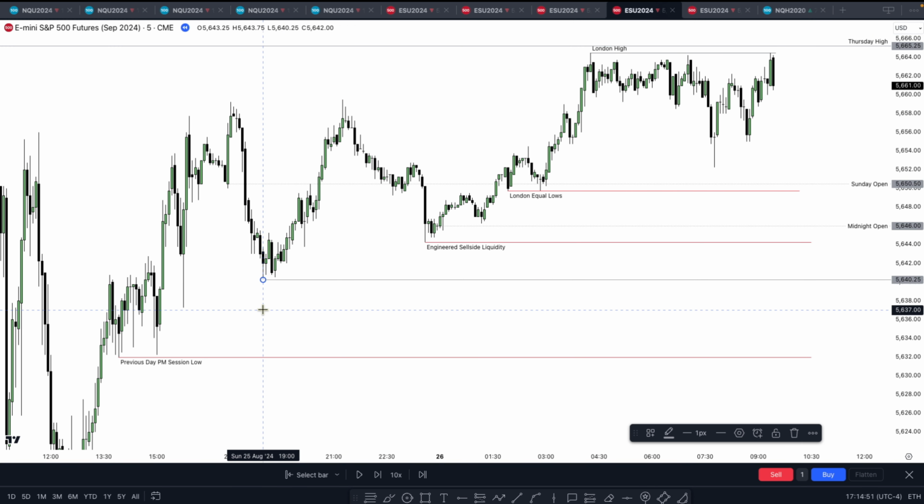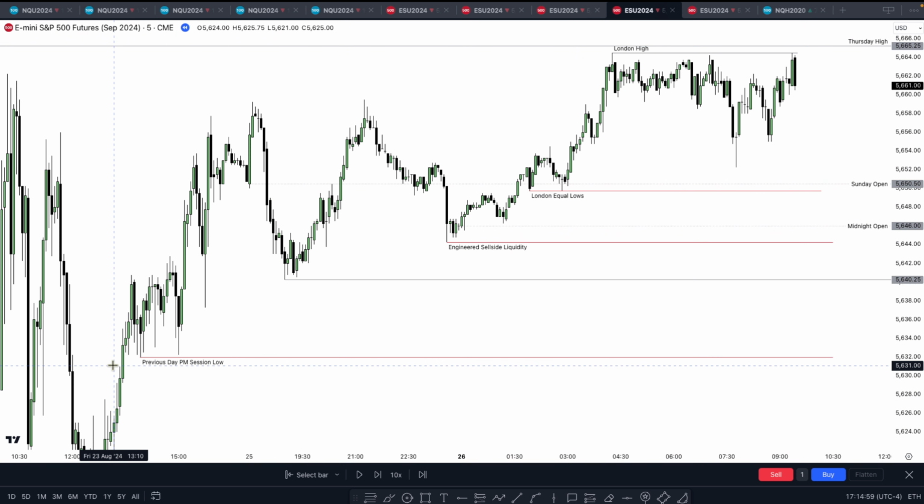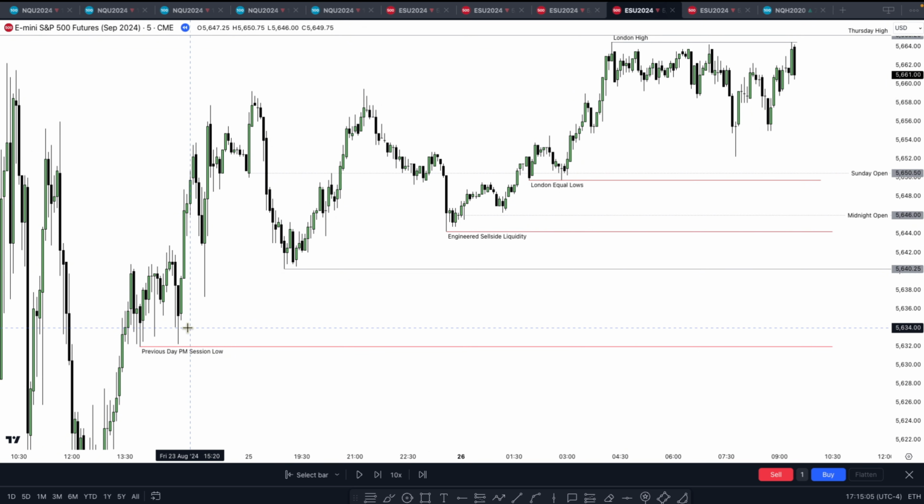yes, we have this that was formed last night, Sunday, August 25th, after Sunday's open for the week, and this here, which was formed last Friday in the PM. But I really like to rely on session lows for most of my targeting, and the next session low would be previous day PM session low.